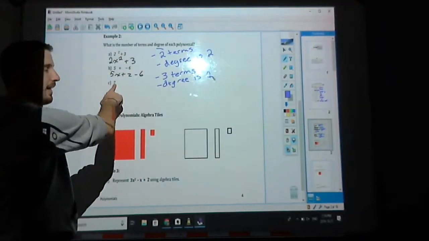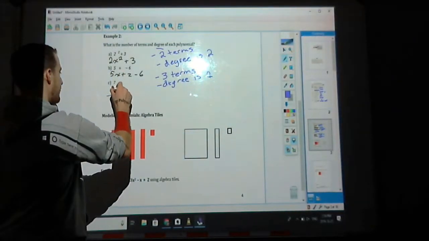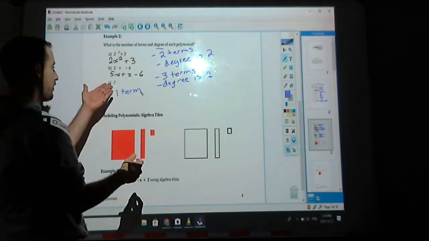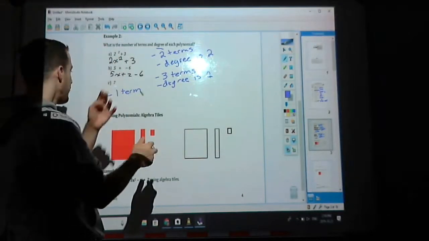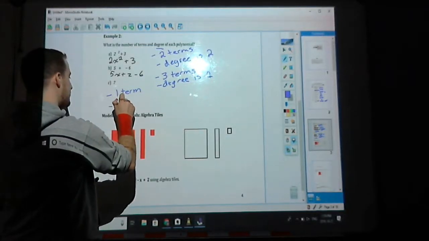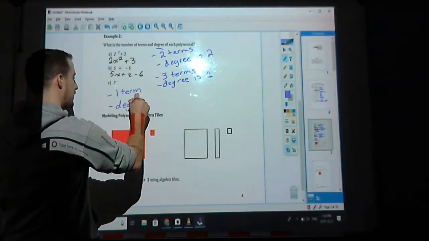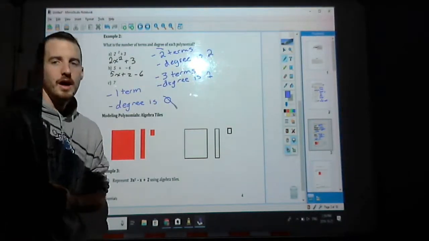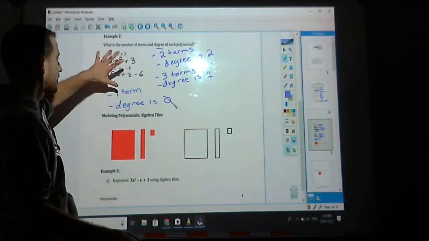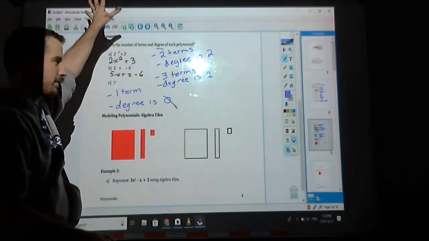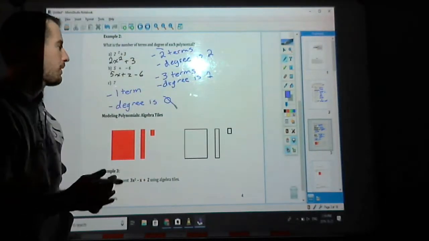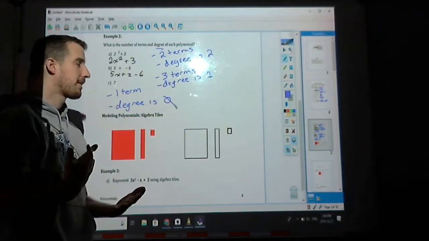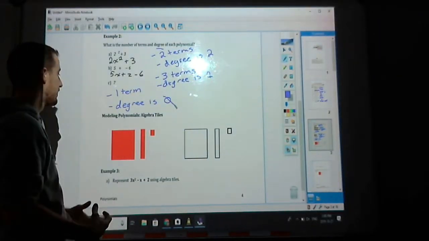Okay, and this last one, there's one term, and so there's no exponent, so we would say degree is 0. And that's how we do that. So this one and example 1 should be pretty straightforward. It's mostly just counting and then naming things. So it's just using our definitions.